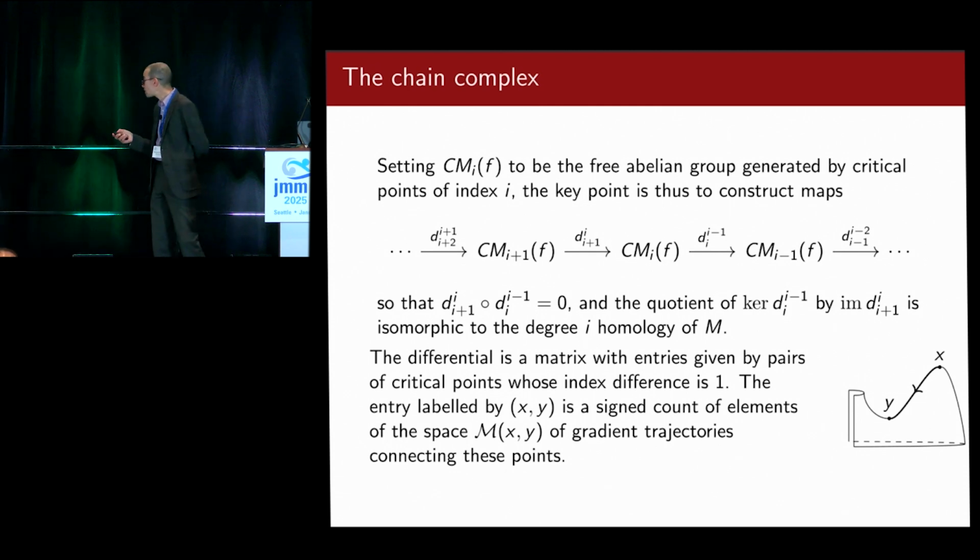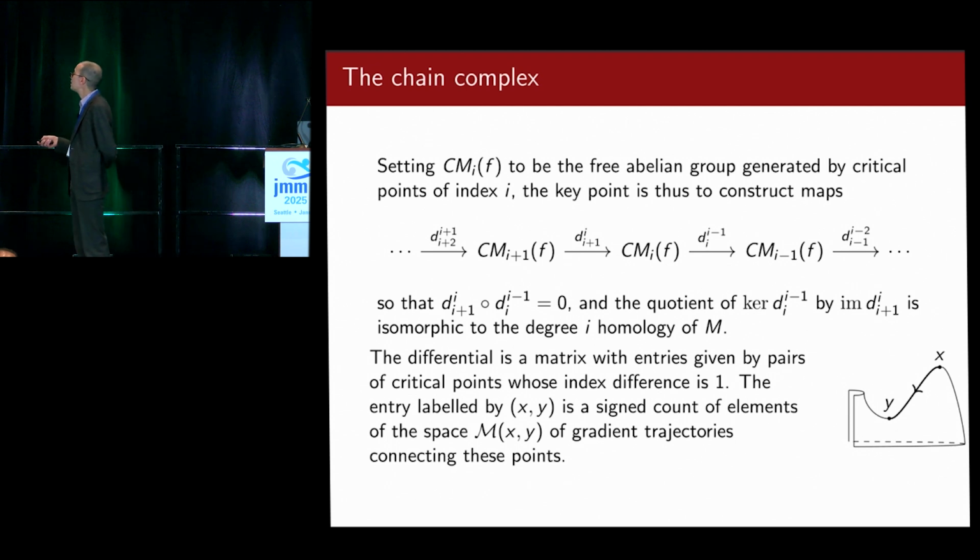Okay? So to explain it, I have to describe some notion of something called the moduli space of gradient trajectories. So first, let's do it informally. So here's a point x and a point y. And what I want to do is count the number of ways that I can flow from x to y along the gradient of this function. Okay? Maybe minus the gradient of this function.